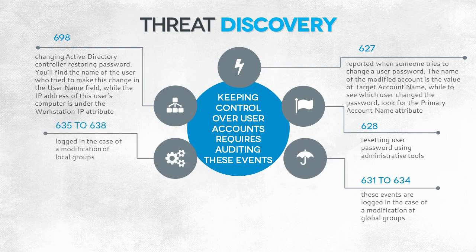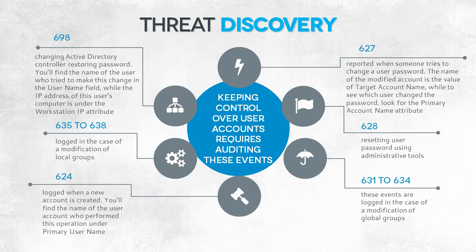Next, there are events relating to global and local groups. Event 624 indicates that a new account has been created. Unrestricted ability to create new objects in a system, for example user accounts, should never generally be allowed. A formal procedure that specifies the conditions for setting up accounts has to be enforced.